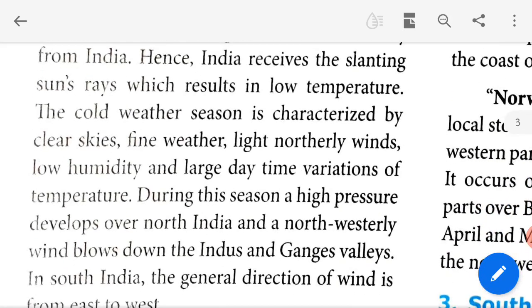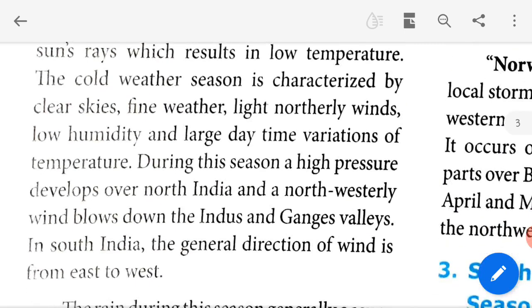The cold weather season is characterized, means is seen, by clear sky. So we can see clear sky. We have fine weather, light northerly winds. So from the north we have winds. Low humidity, the sweating level is very low. And large daytime variations of temperature.